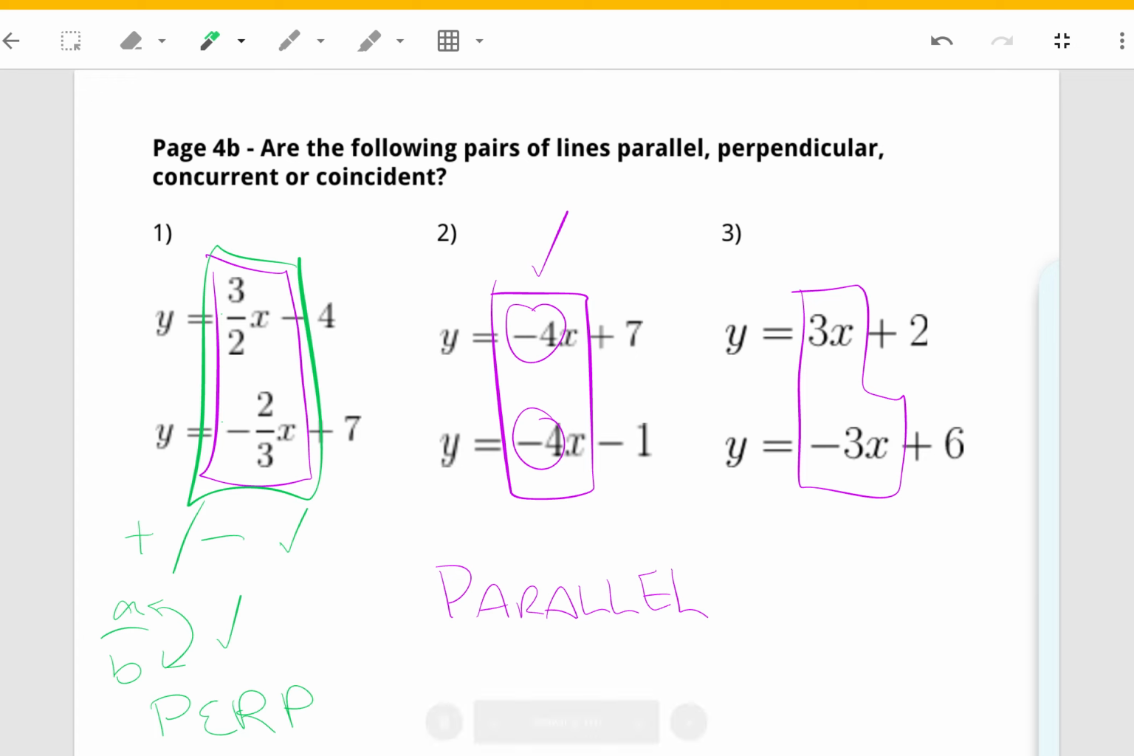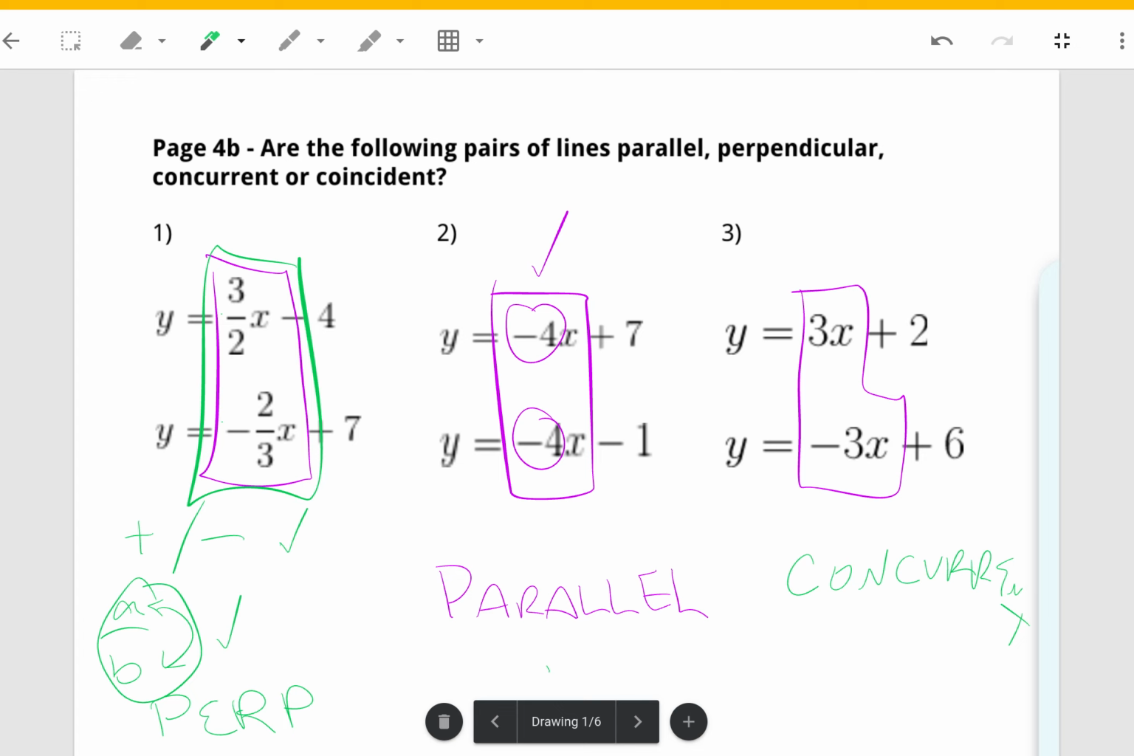Those lines are perpendicular. Looking at number 3, they're not the same because one's positive, one's negative. That's why it doesn't meet the requirements of being parallel. It also doesn't meet the requirements of being perpendicular. For it to be perpendicular, yes, one is positive and one is negative, so it checks that requirement, but these are not flipped versions of each other. If that's true, you're putting the none of the above option, which is concurrent.